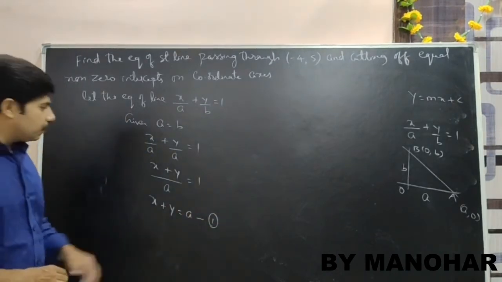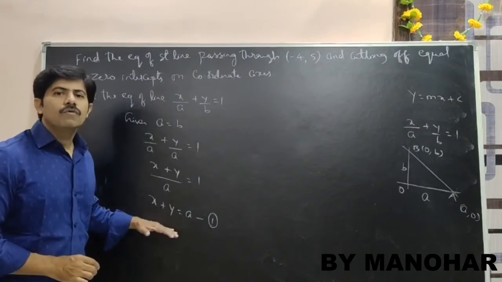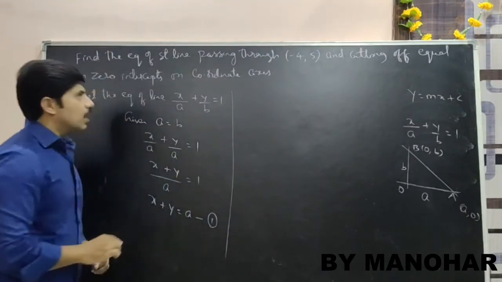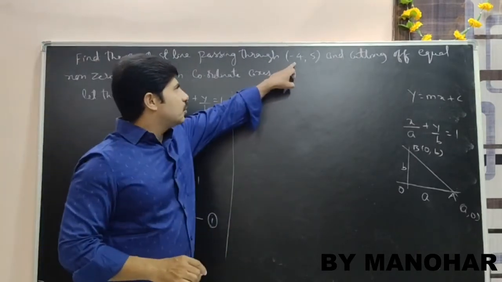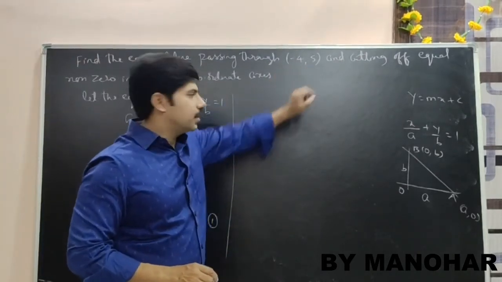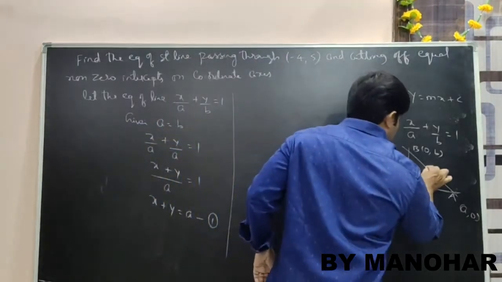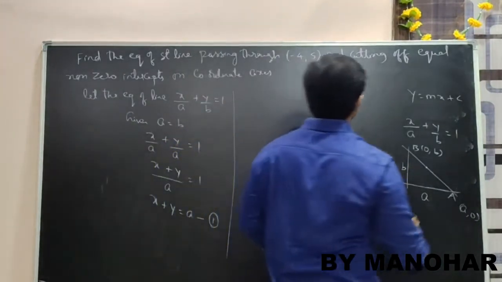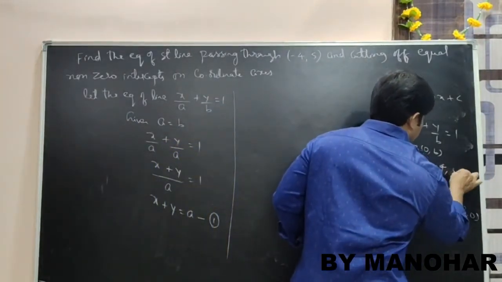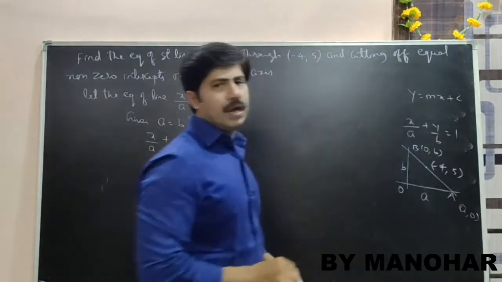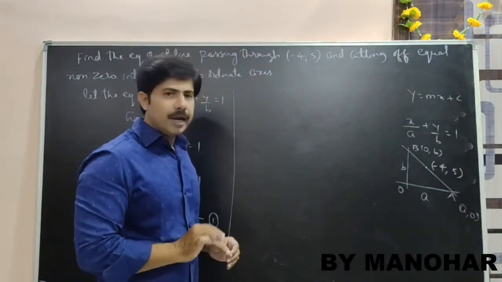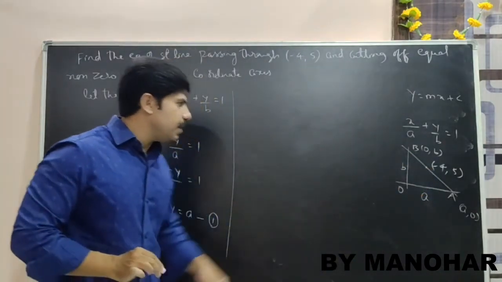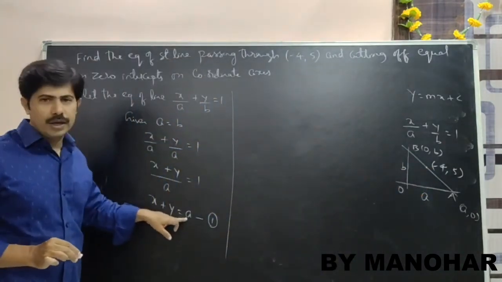Now here we need to find the value of a. How to find the value of a? And one more condition they gave: the line passes through (-4, 5). That means this line we are going to find, AB, is passing through the point (-4, 5). Remember, whenever a point passes through the line, now what is the AB equation we got? x + y = a. We need to find a.